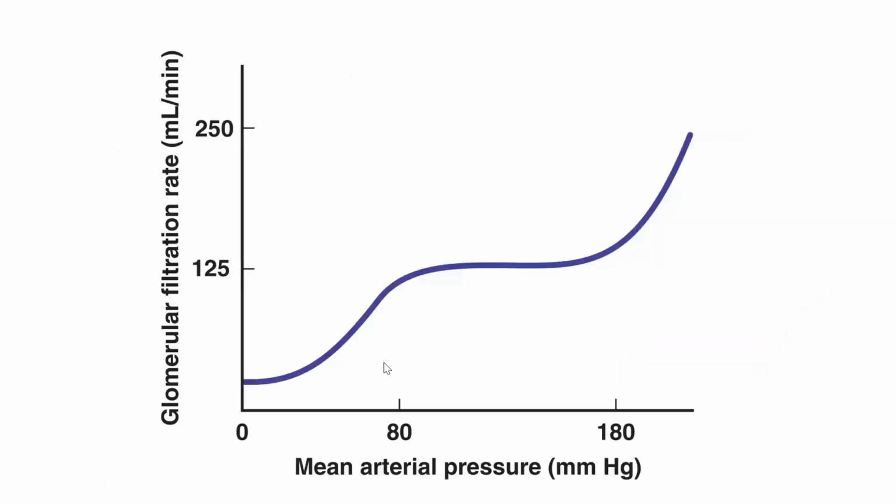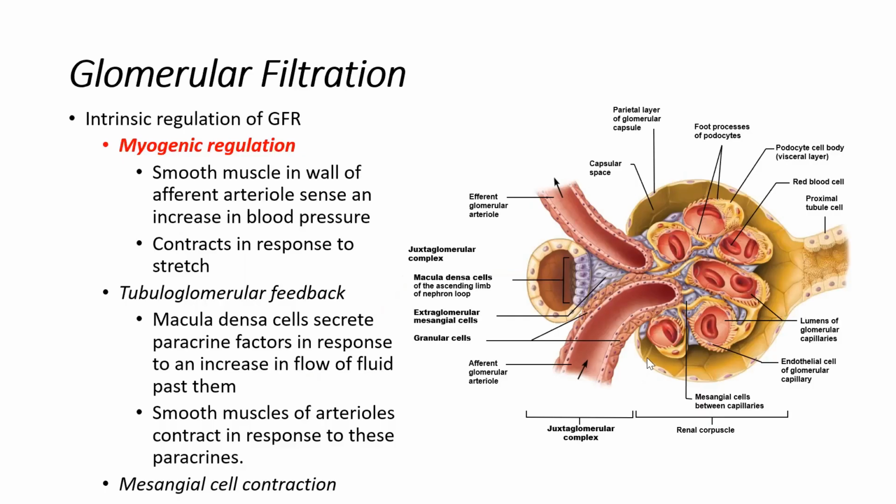And just going back here, thinking about this image, if my pressure goes from, let's say, 80 to 150, that means more blood will be coming into my afferent arteriole. My afferent arterioles are going to detect that because there's going to be more stretch on the walls of that afferent arteriole. And what's going to happen is they're going to respond by contracting.